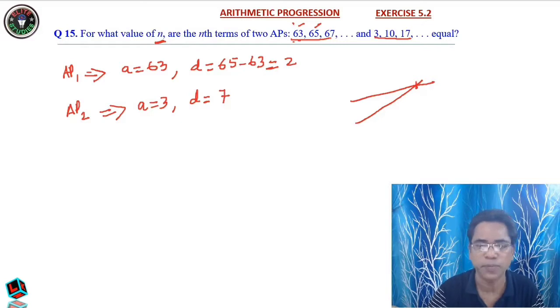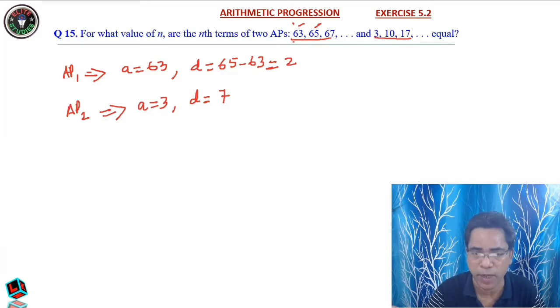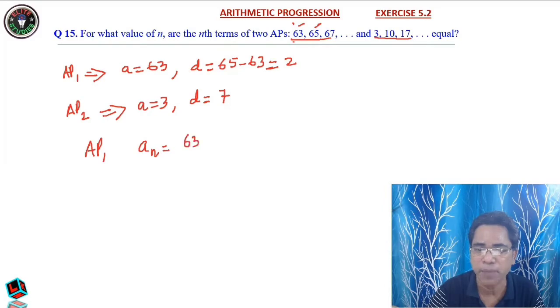So let us see how we can attempt this question. Now, in the case of AP1, the nth term, suppose it is AN, can be written as A plus N minus 1 D. So A is 63, plus N minus 1, since we don't know the value of N and need to get it, and D is equal to 2.